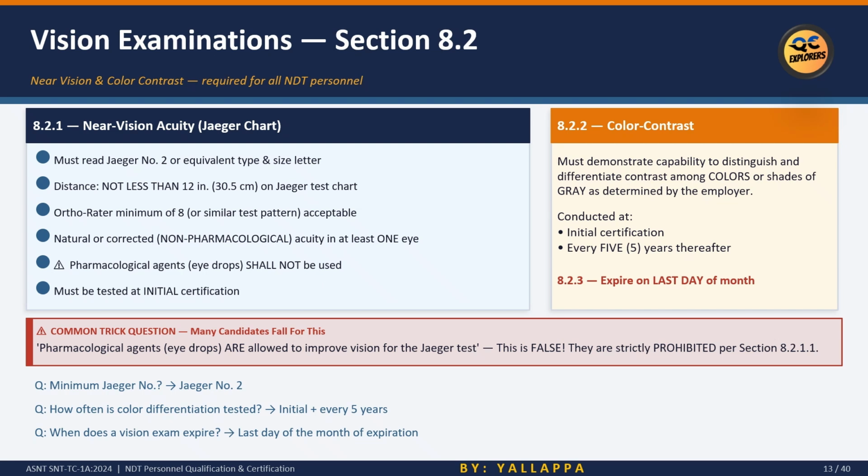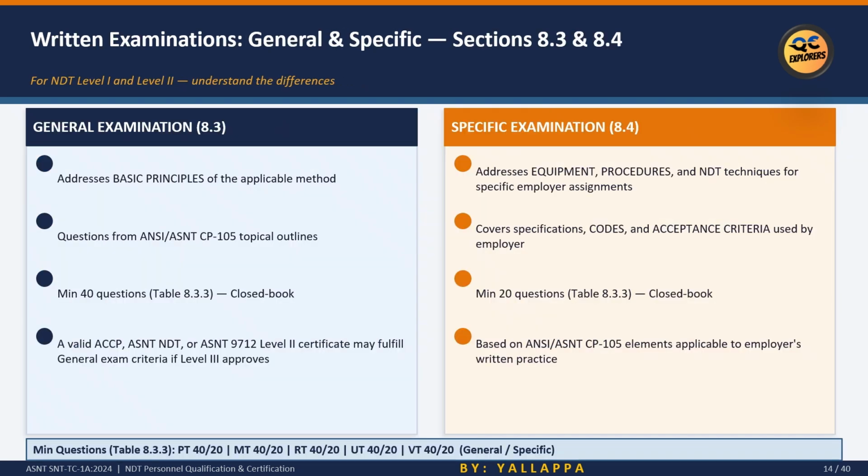Color contrast examination must be conducted initially and then every 5 years. And remember, certifications and vision exams expire on the last day of the month. Very important audit point. Now let us understand the difference between general and specific examinations.